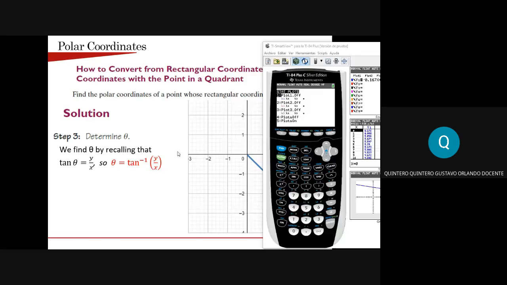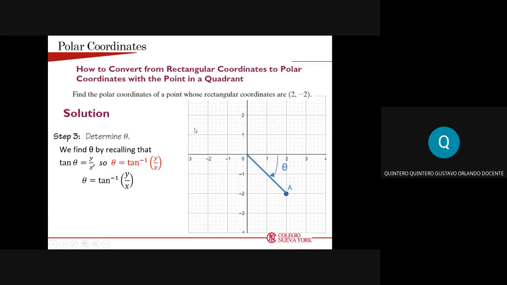How are we going to use it? Pretty simple. We are just going to replace the values. So theta, the value that we're looking for, remember, we are determining theta. Theta equals tangent to the negative 1. If we replace the values here in y and x, these are the values of y, negative 2, and x, 2. We replace this in the calculator. It should give us negative 45. Let's see.